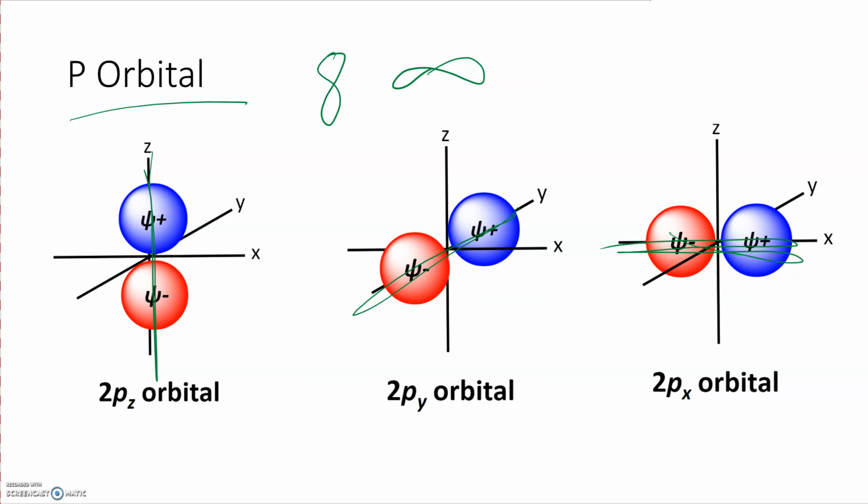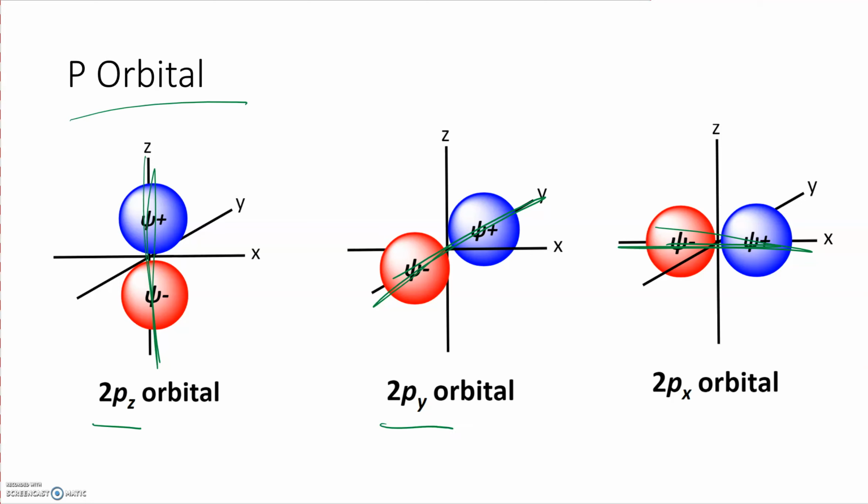All p orbitals have a planar node. Now, because p orbitals are not spherically symmetrical, they can have different orientations, and because there are 3 dimensions, they can have 3 different orientations. They can either be aligned with the z-axis, the y-axis, or the x-axis, giving us the 2pz orbital, the 2py orbital, and the 2px orbital.